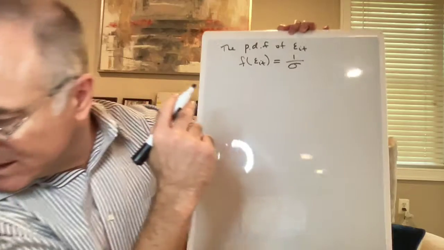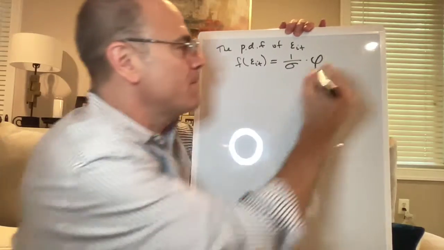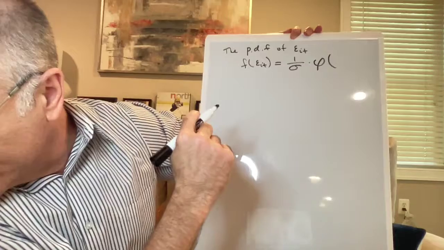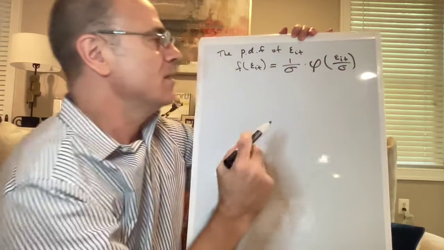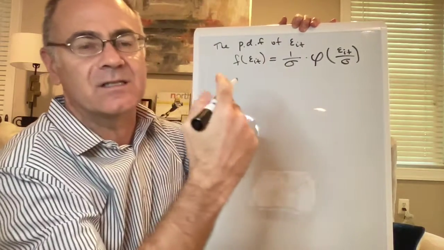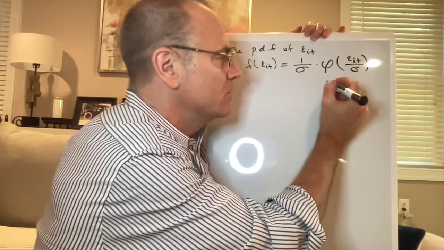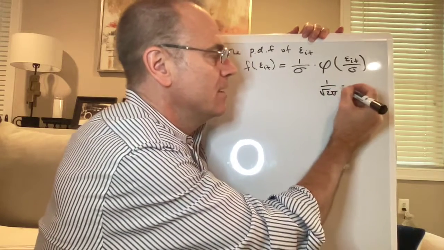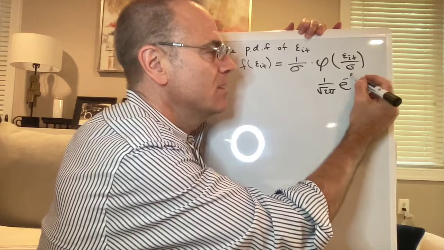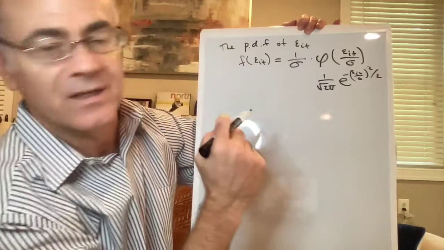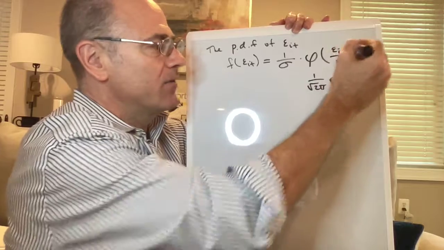1 over sigma times little phi of, call it, epsilon IT divided by sigma. Where little phi is just the PDF of the standard normal. So that actually equals 1 over square root of 2 pi e to the negative, whatever's in parentheses, so epsilon IT divided by sigma, squared, divided by 2. That's what that means. Where normally we'd put z, you just stick in whatever's in parentheses.